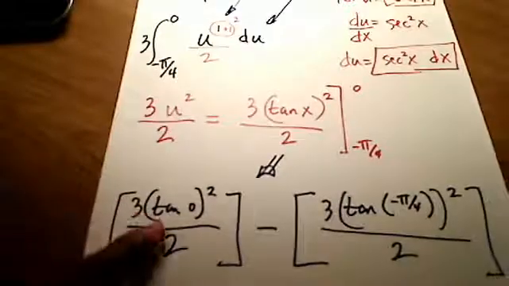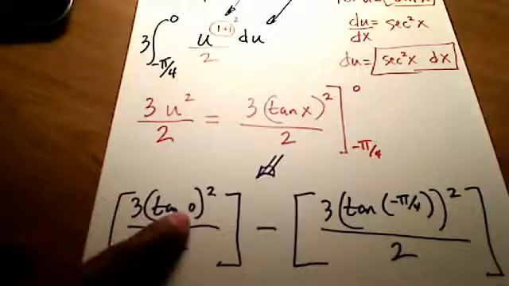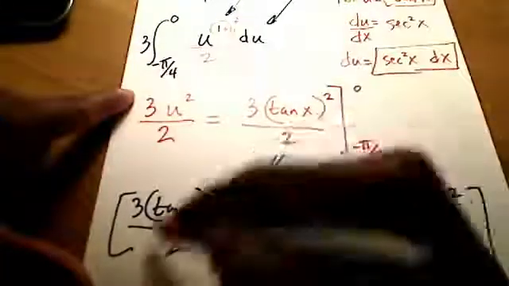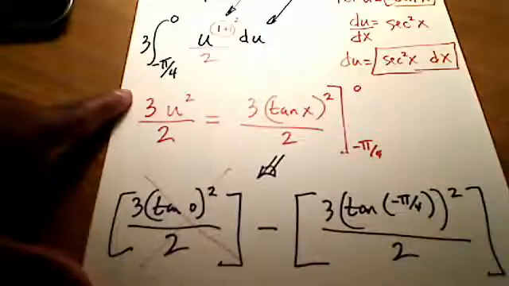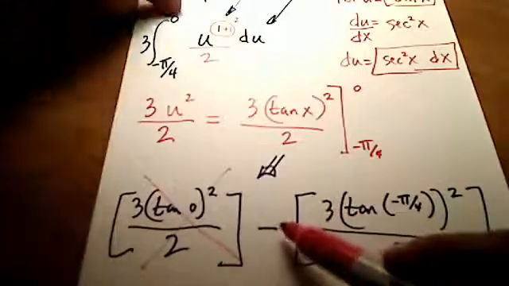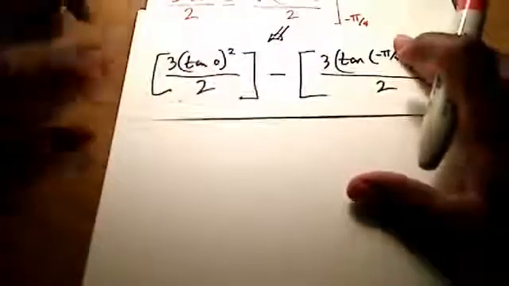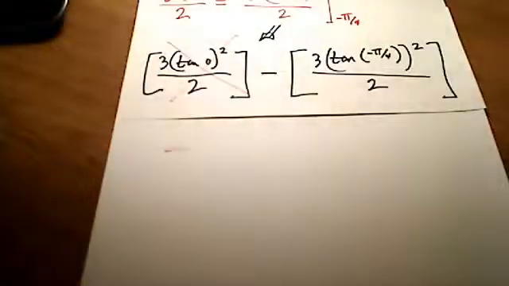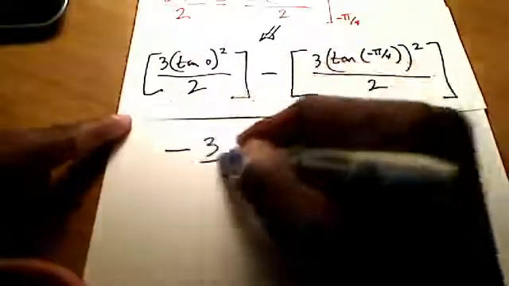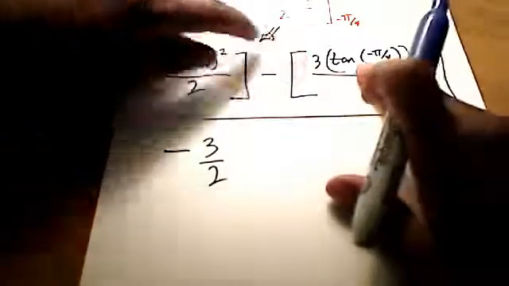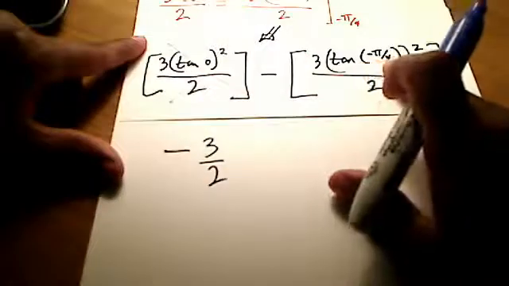Do you see that the tangent of 0 is simply just 0? So 0 squared times 3 divided by 2, well, who cares? All of this is just going to go away. Now don't forget I have a negative still here. So let me rewrite this term for you. I have a negative 3 over 2 times the tangent of negative pi over 4.